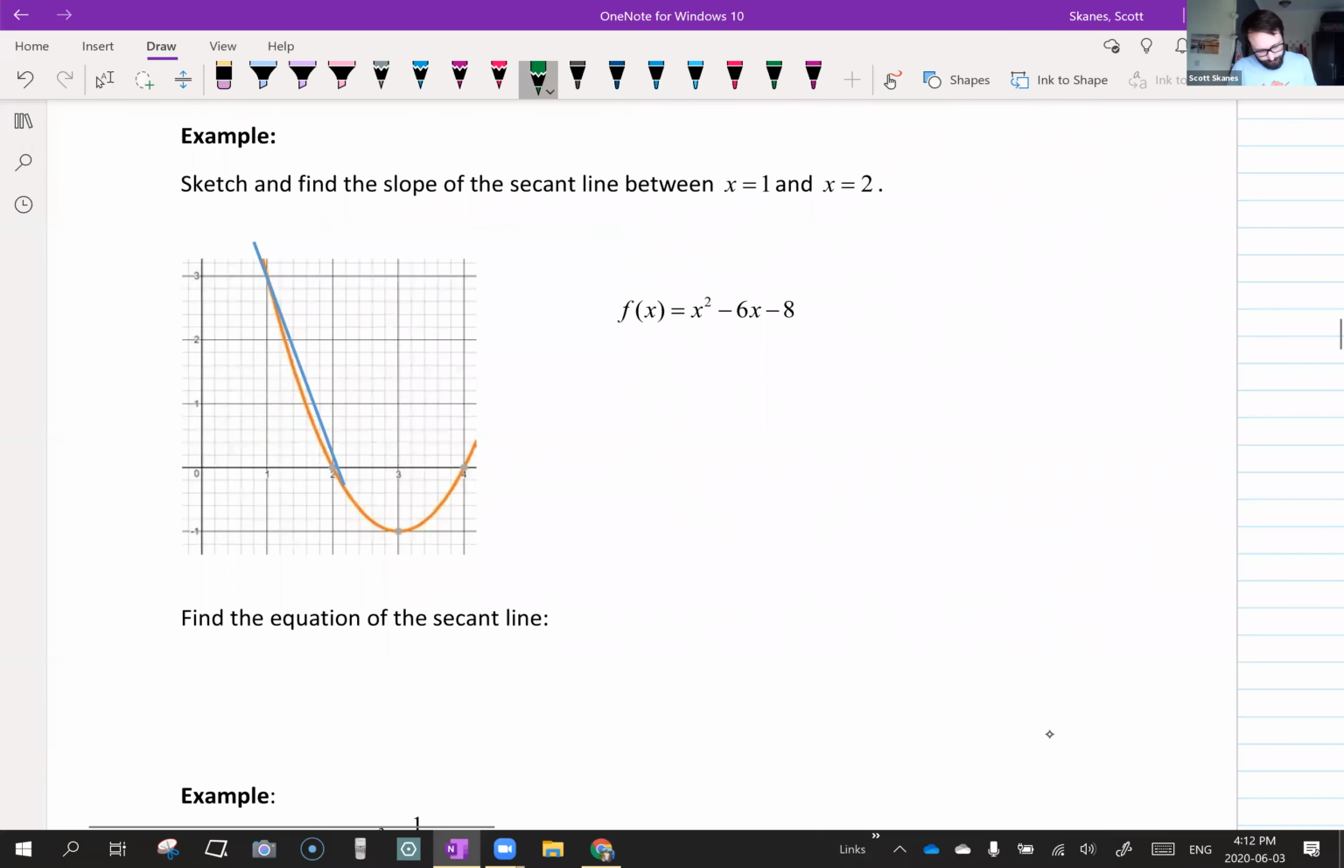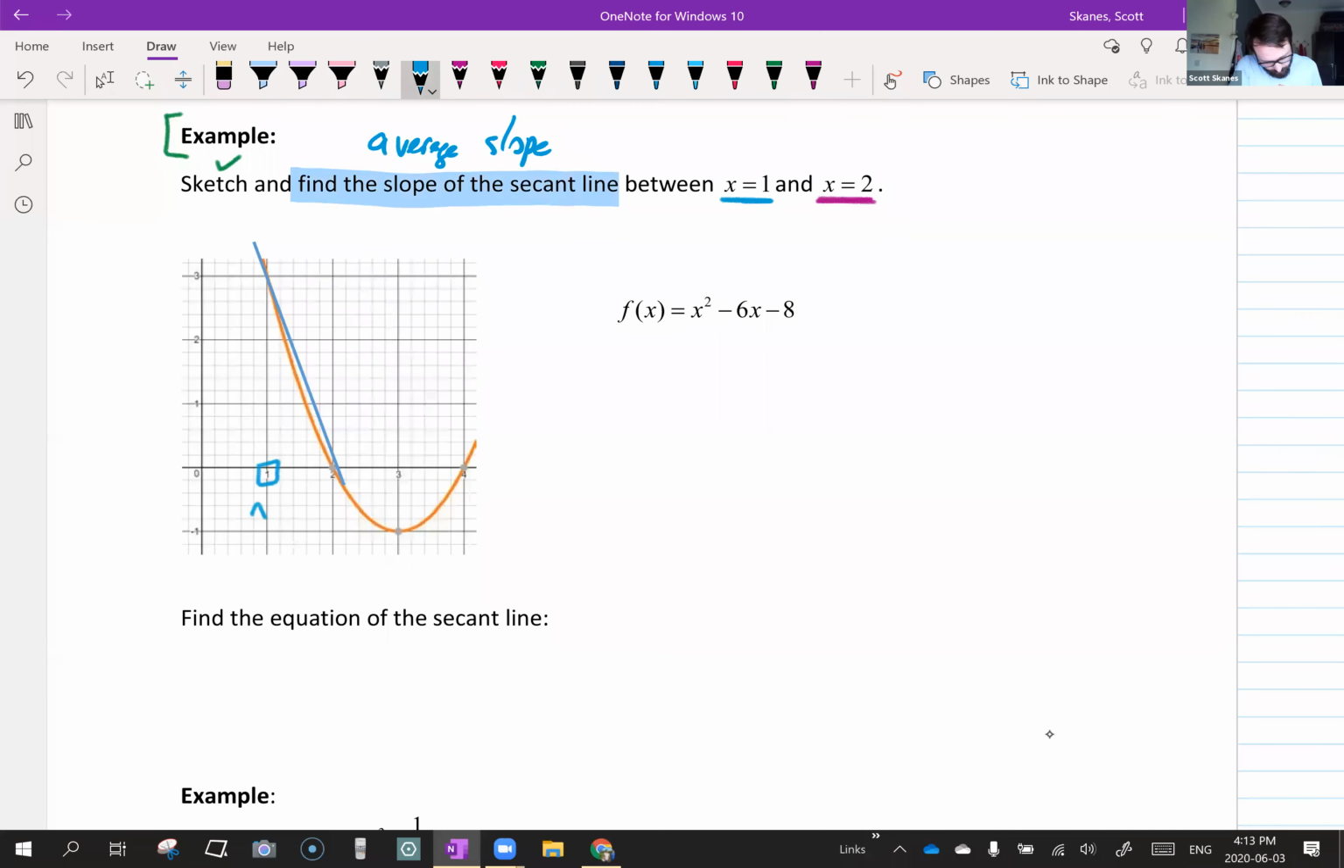So this example, sketch and find the slope. Well, the sketch is done. Find the slope of the secant line, also known as find the average slope, between x equals 1 and x equals 2. All right, let's try to pick this apart. We need to figure out the slope between x equals 1 and x equals 2. So let's find those on the graph.